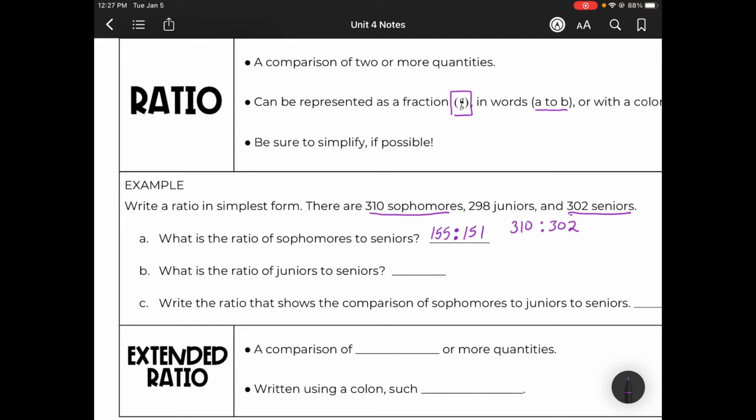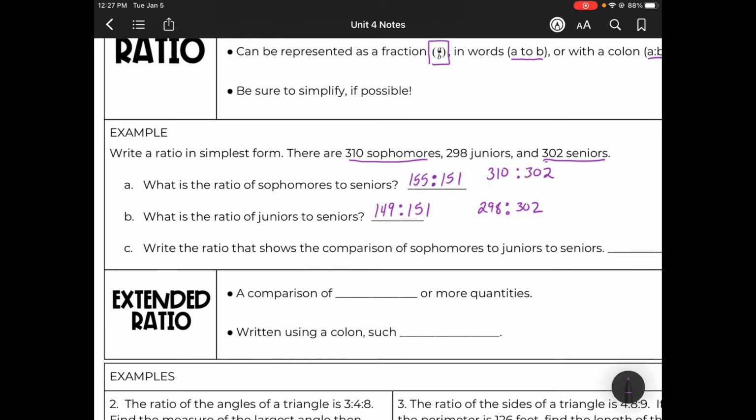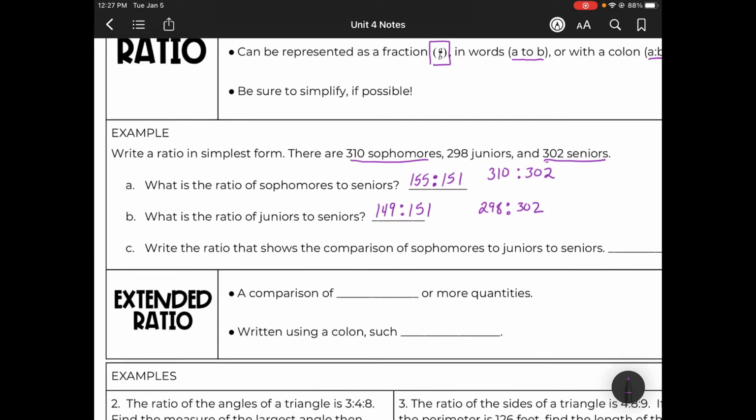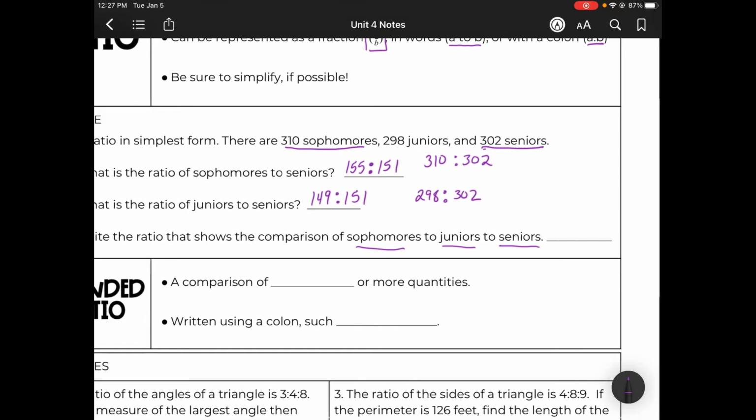Okay? Then it asks in the next part, what is the ratio of juniors to seniors? All right, so as we look at this, the number of juniors was 298, and the number of seniors was still 302. You recognize there that we can divide both of those by 2, so that ratio simplifies to 149 to 151, and that will not reduce either, so that's your simplest form. And lastly, part C kind of asks a strange question. It says to write the ratio that shows the comparison of sophomores to juniors to seniors, a 3-part ratio.